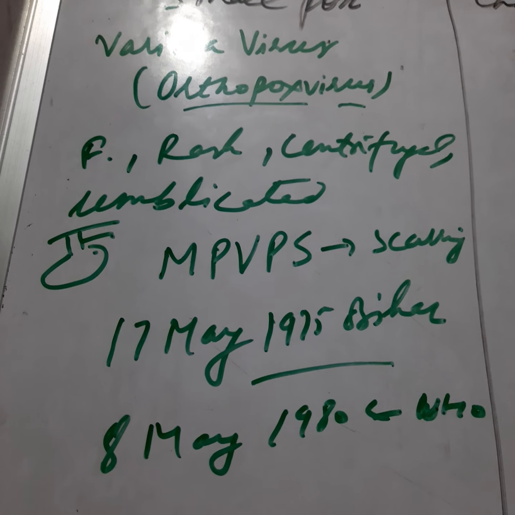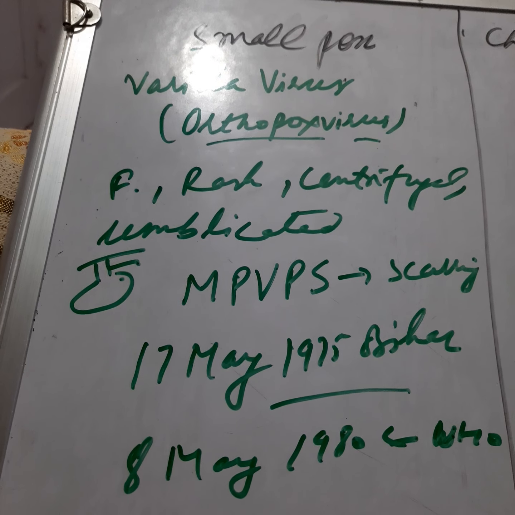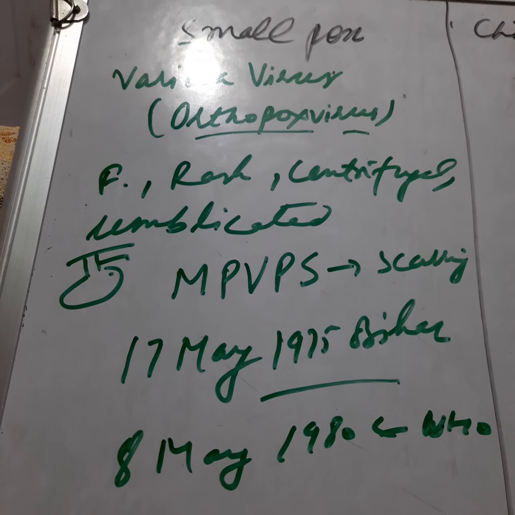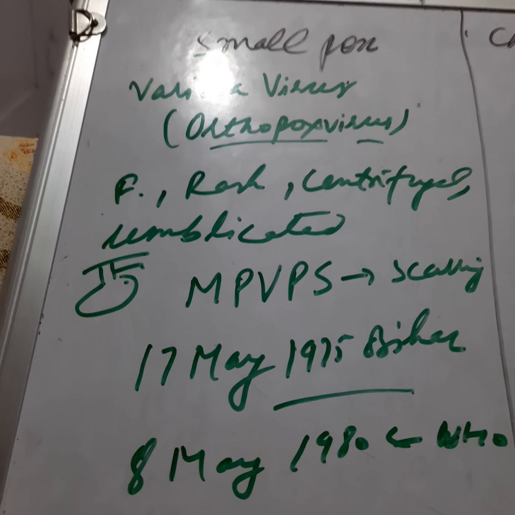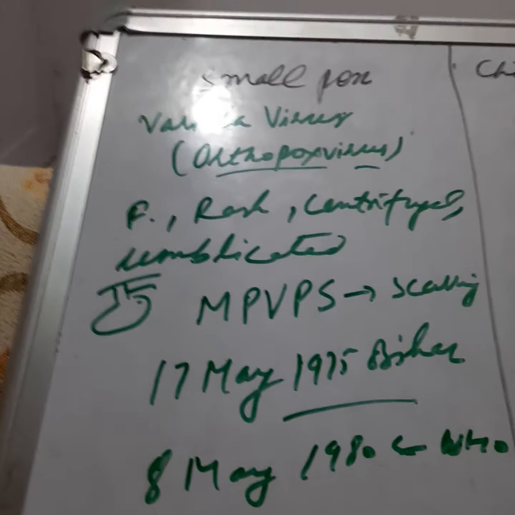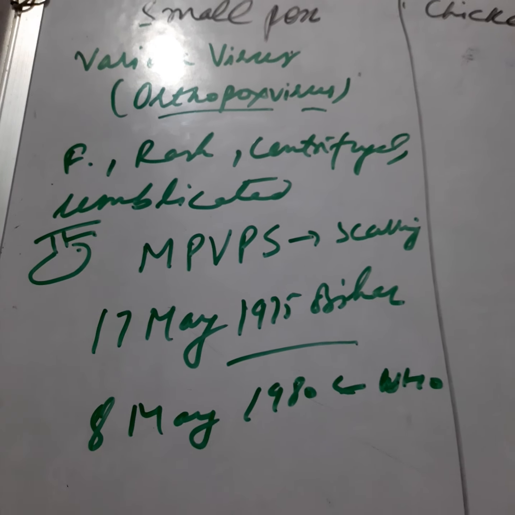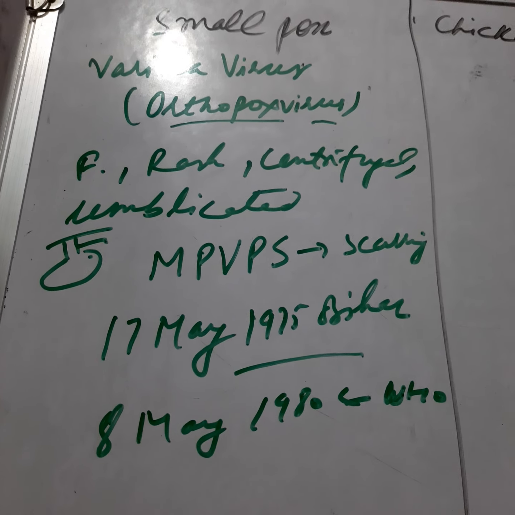Before this, the virus was available in 76 laboratories in 1976, and after that the stock was destroyed, and it is now present in two laboratories: in Atlanta in the USA, and in Moscow. And the workers working over there are getting the smallpox vaccination for prevention even today.